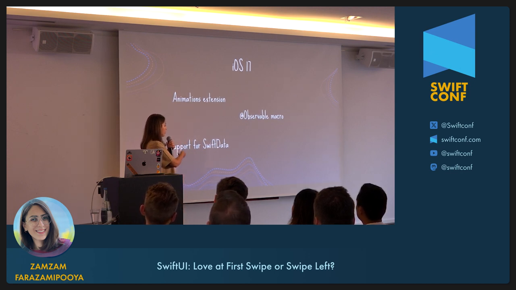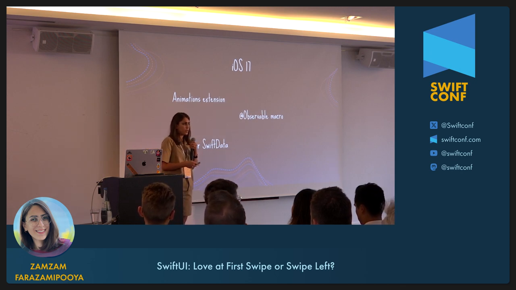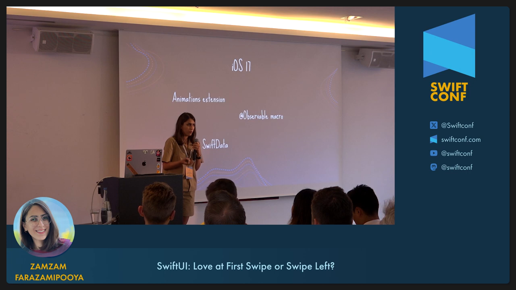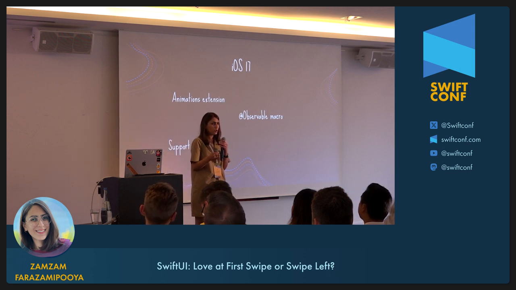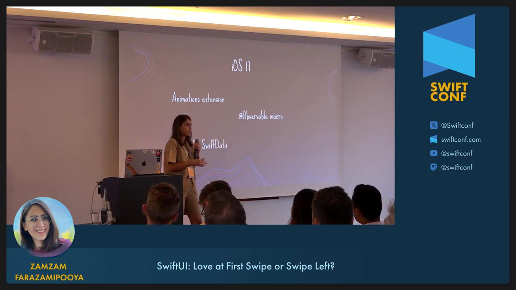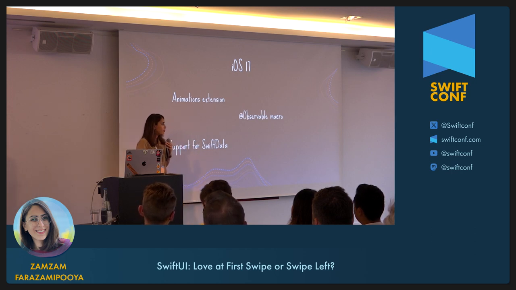And then there are new things in iOS 17. They added two extensions to animations, which is pretty great. One of them is the completion on the animation, so you can add an animation on the completion part. And the other one is the phased animation, so you can make animations happen after one another, which was really missing from SwiftUI.